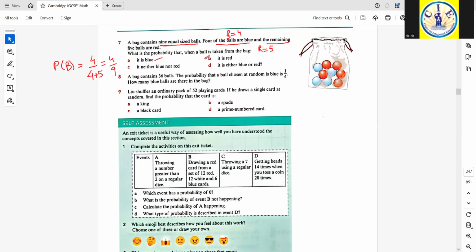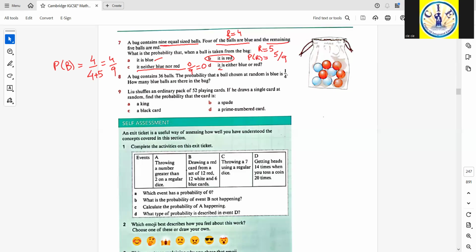Okay, for part B, it is red. Red were 5, so its probability is going to be 5 by 9. It is neither blue nor red. Since all the balls are either blue or red, no ball is other than blue or red. So probability that the ball is neither blue nor red, that is 0 divided by 9, that is 0.